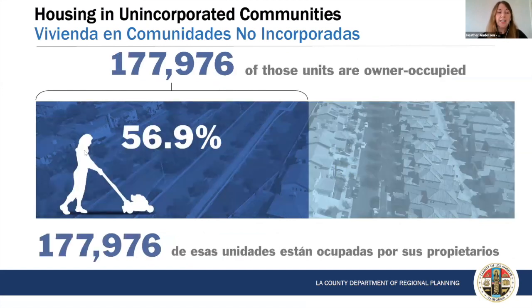Another telling statistic is that about 57% of the housing in unincorporated LA is owner occupied, compared to 46% in the county as a whole. And while we often associate high homeownership rates with neighborhood stability, we know that it means not everyone can afford to buy a home. So that leaves some folks out.